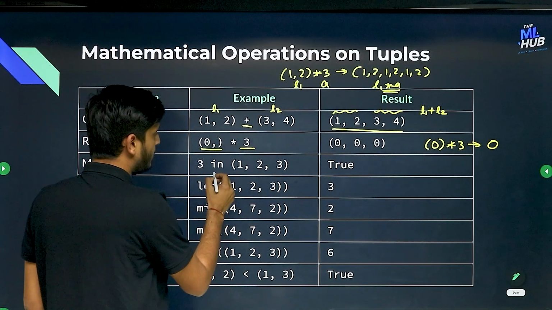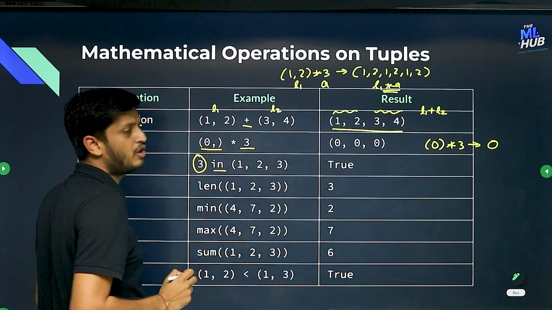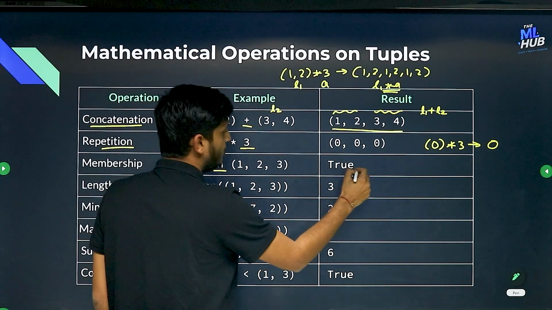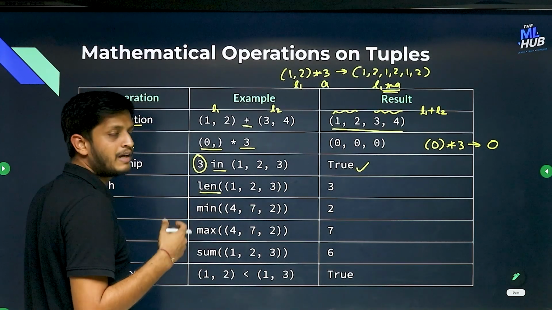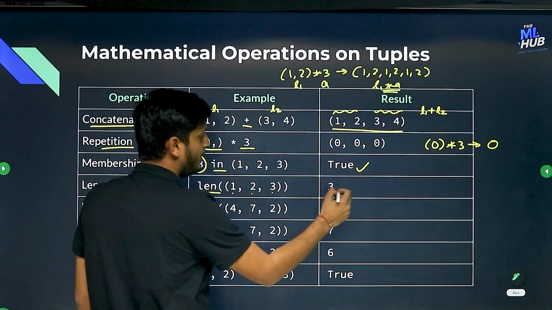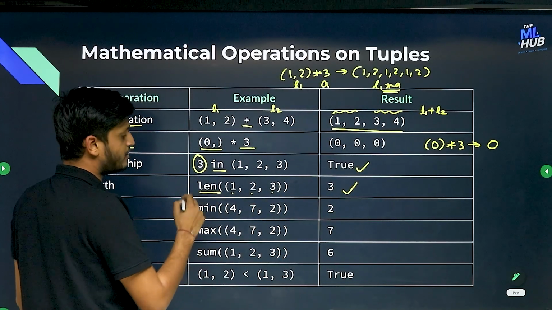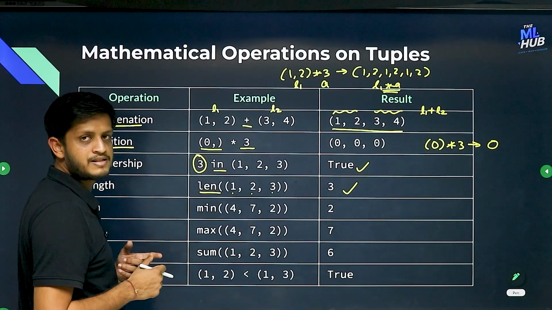Now we have the membership operators in and not in. That is very simple. It will just check whether the element is present in the tuple or not. If it is present, you will get true, otherwise you will get false. Okay, and then we have length. You can calculate the length of any tuple, which means the number of elements present inside the tuple, and you will get it using the len function in Python. The same function works for strings and lists as well.